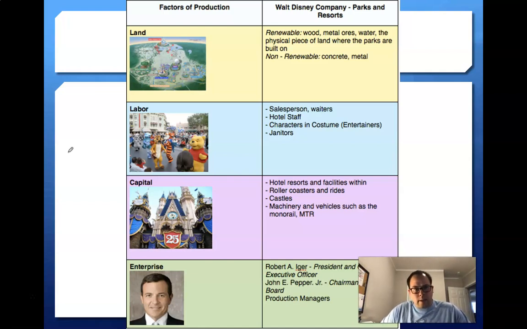If we're looking at capital, that's any of the castles, the roller coasters, machinery that they have, such as the monorail, anything down to a broom could be considered capital. And then the entrepreneurship would be considered Walt Disney to get it started. The former president and CEO, who resigned just a few weeks ago, honestly, is Robert Iger. There's now a new CEO who I can't tell you off the top of my head, but that would be the entrepreneurship that's keeping all of this stuff producing to where it's an effective business.